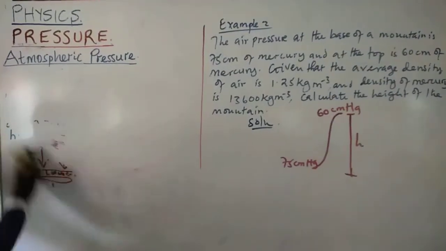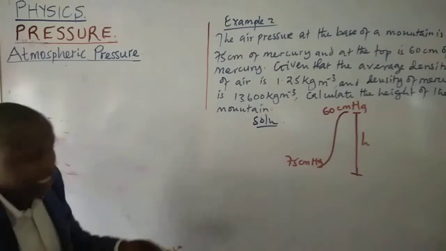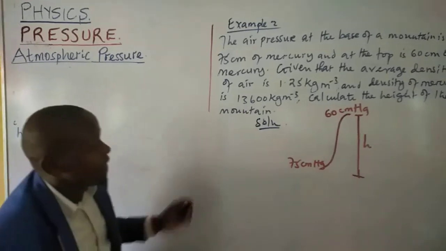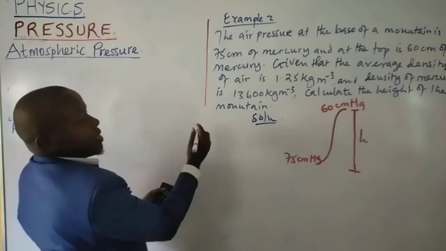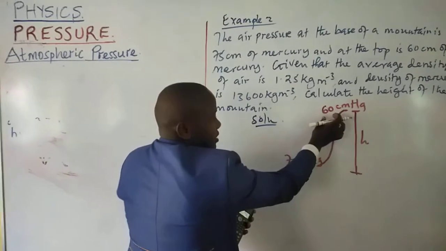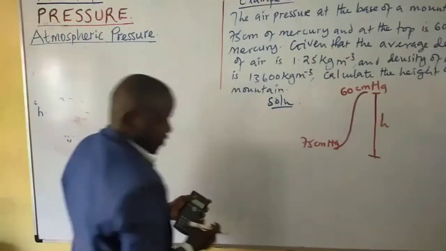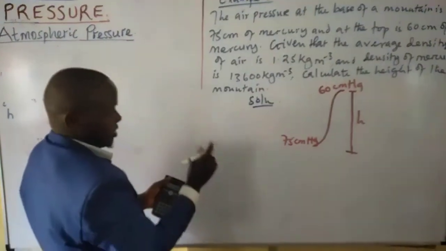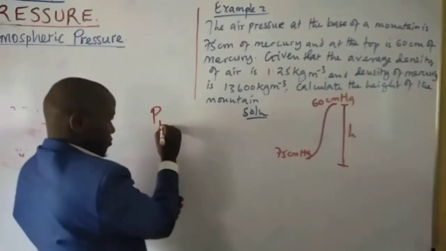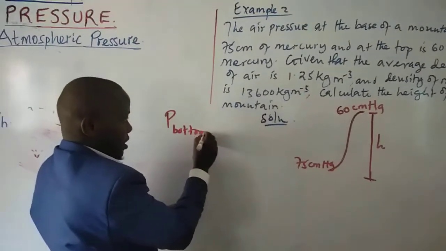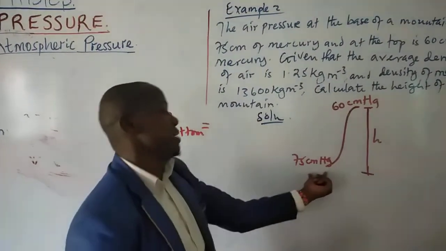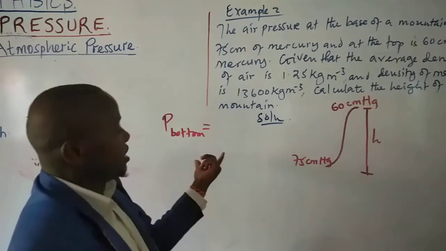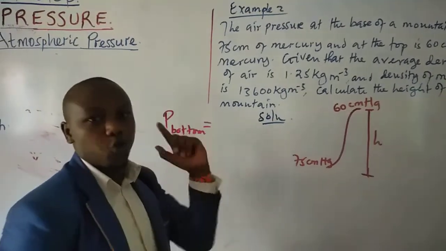that the pressure at the base of this mountain, the pressure at the bottom, supports 75 centimeters of mercury. We can convert this pressure to SI units.